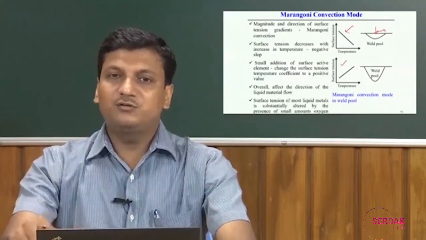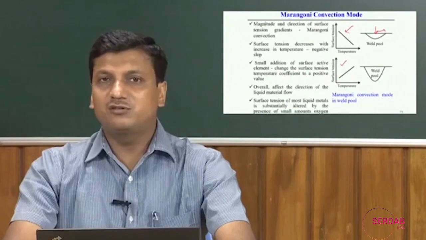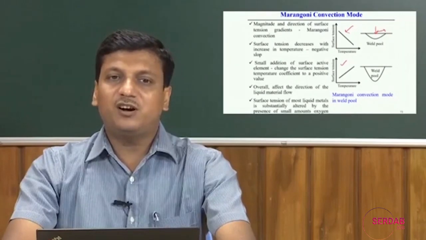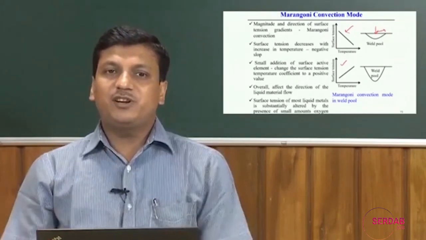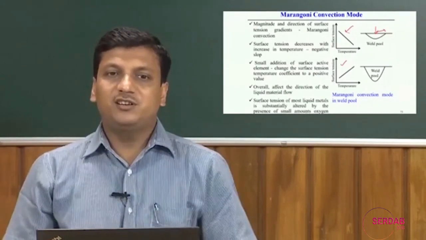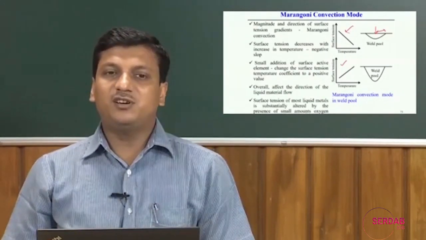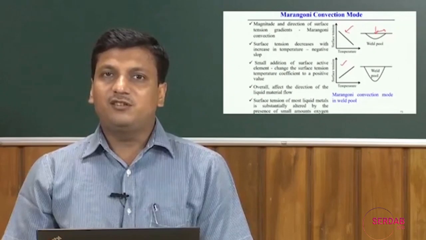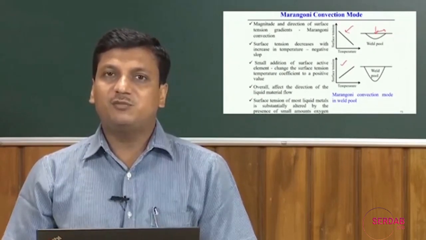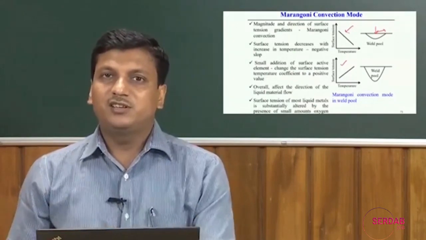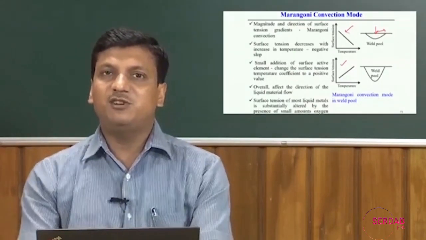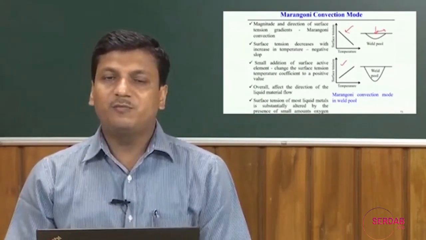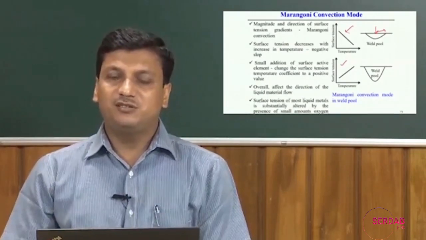These two types of mode are called the Marangoni convection mode, which we probably observe in the weld pool. Definitely the surface tension of most liquid metals is substantially altered by the presence of a small amount of surface active elements like oxygen and sulfur. Normally, practically observed in steel, the presence of oxygen and sulfur in a certain quantity acts as surface active elements, and they alter the surface tension force and the mode of the material flow, and finally affect the size of the weld pool.